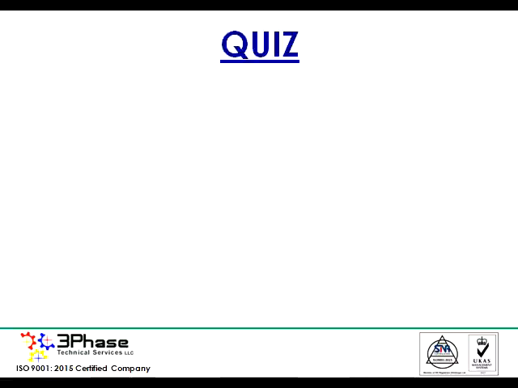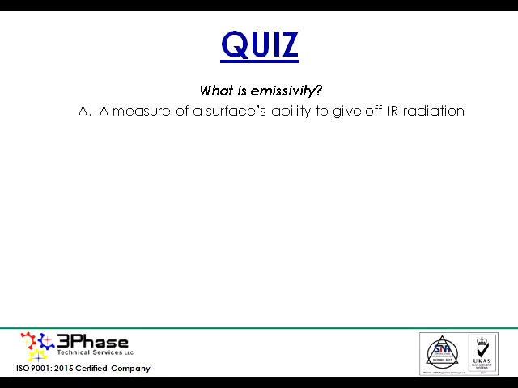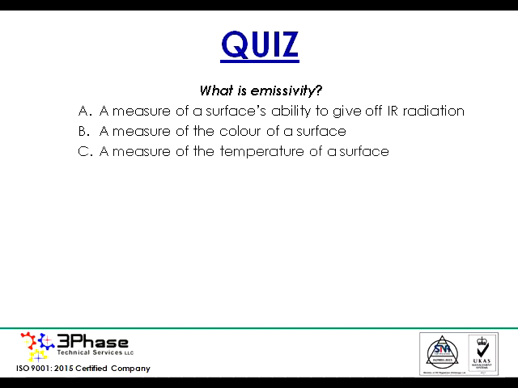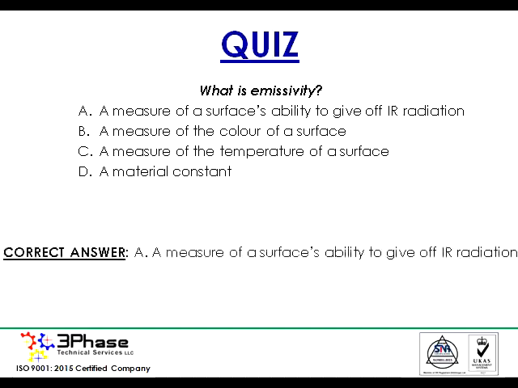Now let's have a short quiz. What is emissivity? A. A measure of a surface's ability to give off IR radiation. B. A measure of the color of a surface. C. A measure of the temperature of a surface. D. A material constant. Yes, you are right. The correct answer is A. A measure of a surface's ability to give off IR radiation is emissivity.